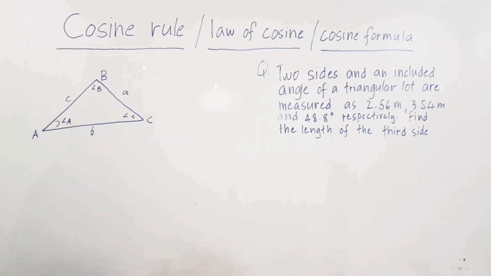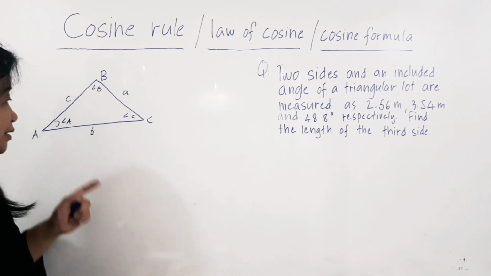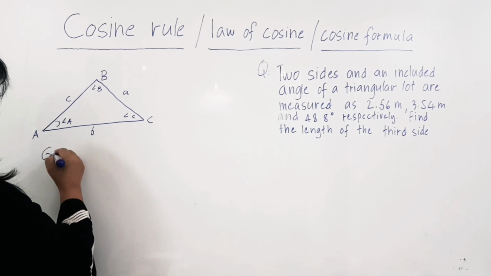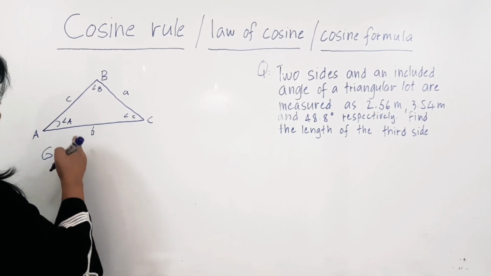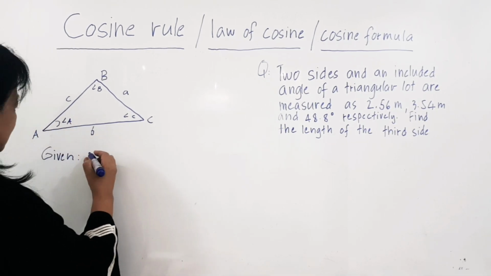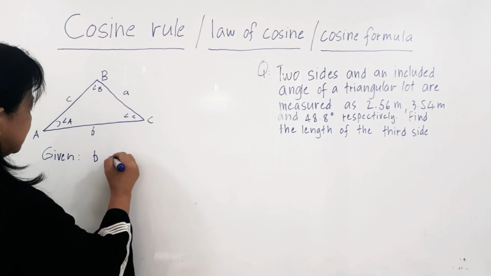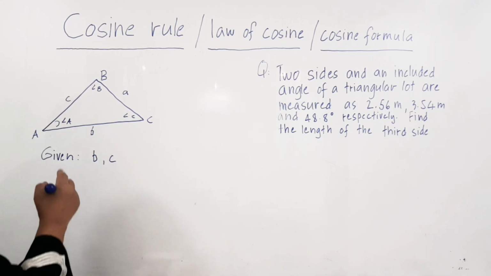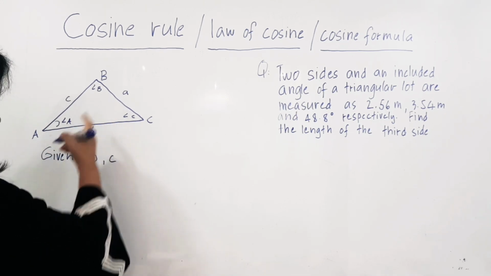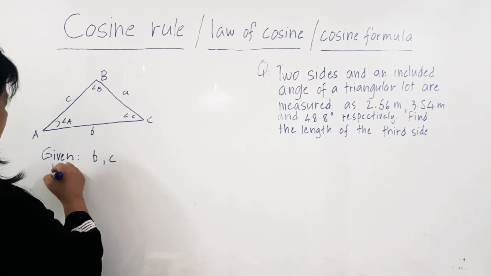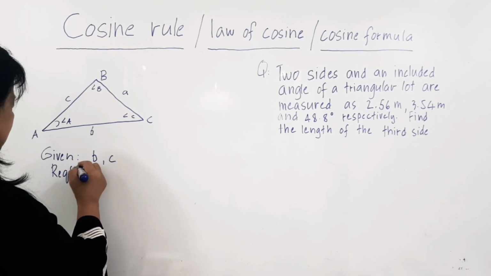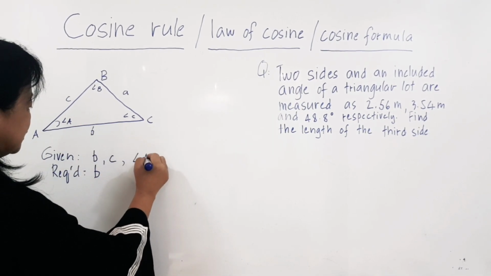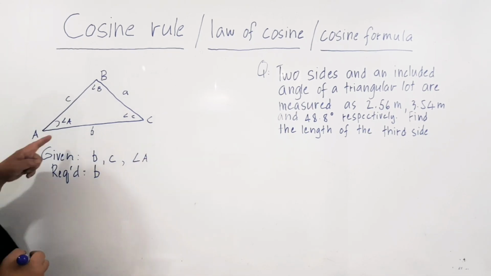So, how do we apply the cosine rule or cosine formula? Now, for example, there's a given: the two sides, for example, B and C are given, and we need to solve for side A. What is required is side A. Now, of course, angle A is given also.